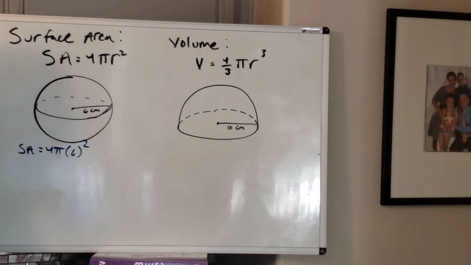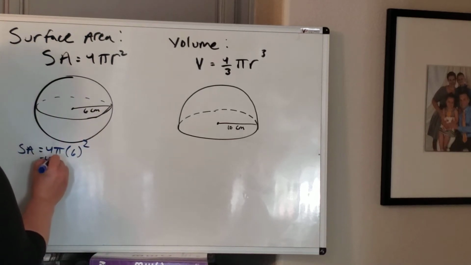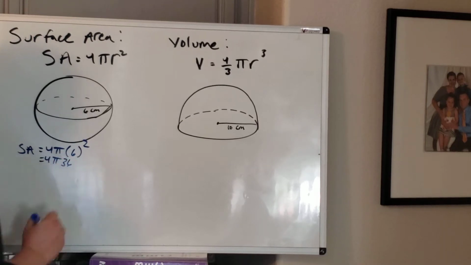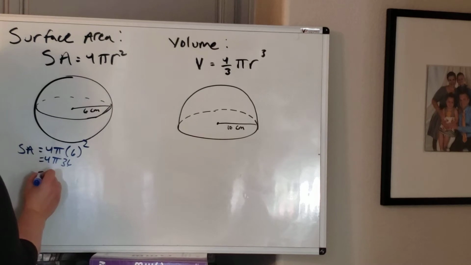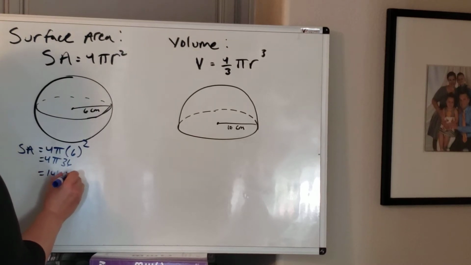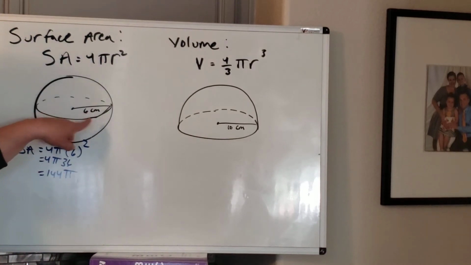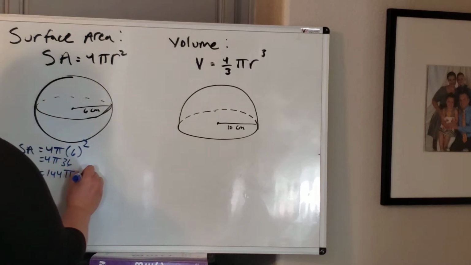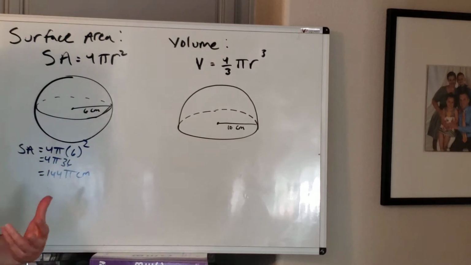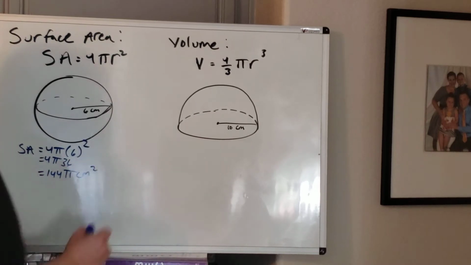6 squared is 36, and then 4 times 36 is 144. So I have 144 pi. And we've got to have our units, which in this case is centimeters. And again, because surface area is two-dimensional, that means it is squared.